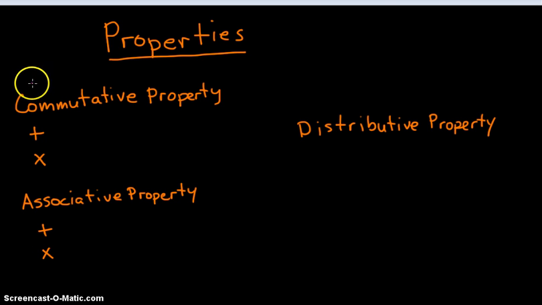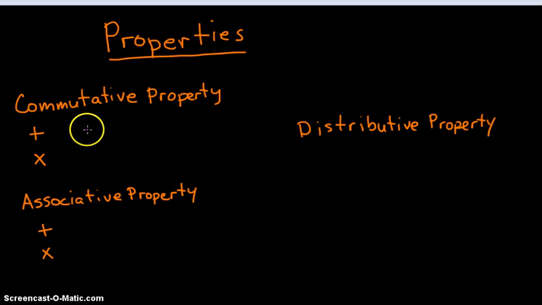The first one is called the commutative property. There's an addition commutative property and a multiplication commutative property. And we're going to talk about associative properties, addition and multiplication. And then the last one is the distributive property. Let me start by writing the properties and discussing them a little bit, and then we'll get in more detail.